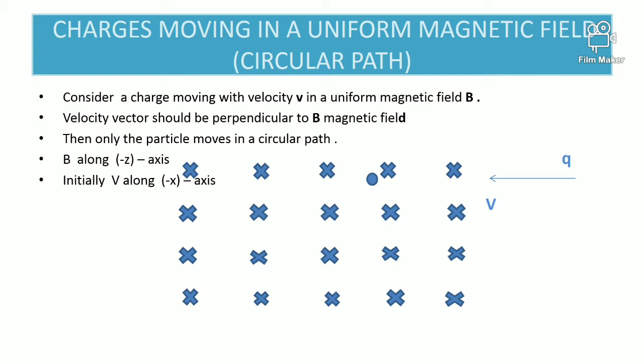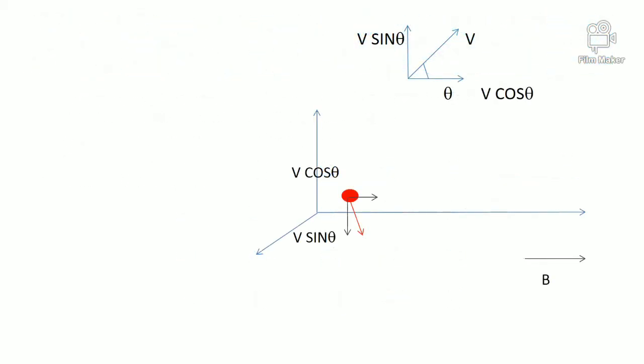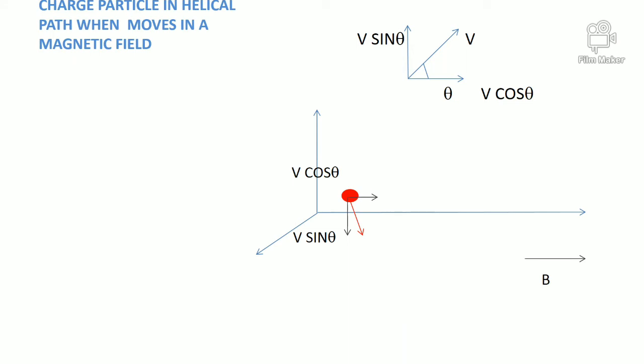And in the next slide, we are going to see the particle which is going to move in a magnetic field, and it makes an angle less than 90 degrees with the magnetic field. That is, the velocity vector makes an angle less than 90 degrees with the magnetic field. So that I am going to explain in this.